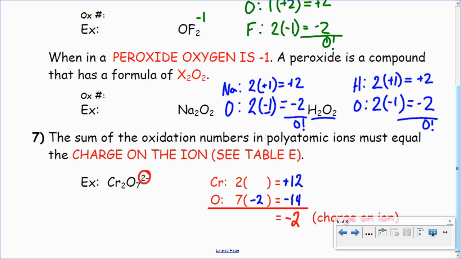So we know there. So now we just got to work back. 2 times something is +12. And chromium has the options of 2, 3, and 6. So we're going to go with the +6 option, because 2 times +6 is +12. But notice here, in a polyatomic ion, what you add up to is the charge that the ion has itself.